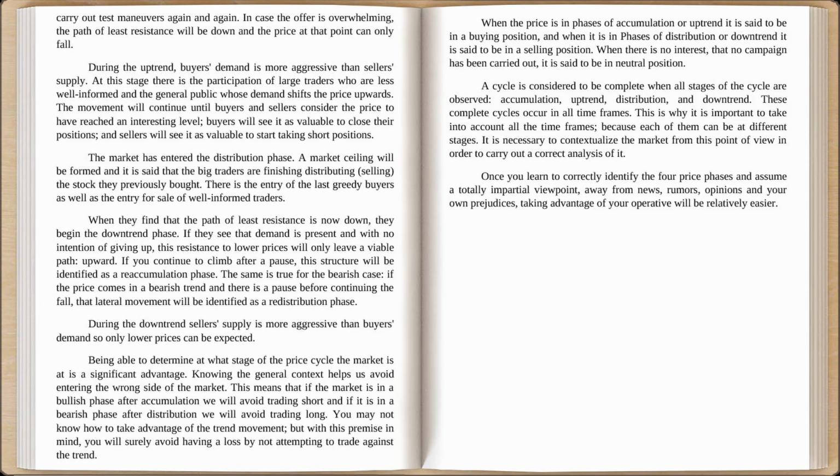Buyers will see it as valuable to close their positions, and sellers will see it as valuable to start taking short positions. The market has entered the distribution phase. A market ceiling will be formed, and it is said that the big traders are finishing distributing, selling the stock they previously bought. There is the entry of the last greedy buyers as well as the entry for sale of well-informed traders. When they find that the path of least resistance is now down, they begin the downtrend phase.